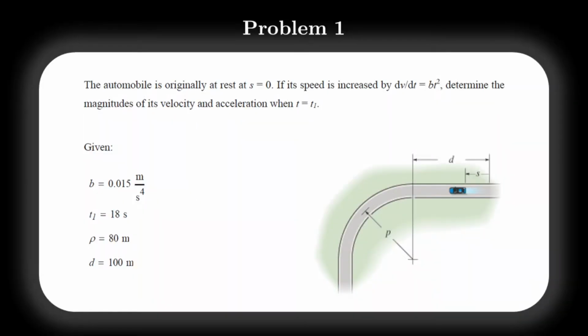Now for problem 1. It states, the automobile is originally at rest at s equals 0. If its speed is increased by dv/dt equals bt squared, determine the magnitudes of its velocity and acceleration when t equals t1. I've represented the car with a dot, and I've also drawn out the path to scale based on the dimensions from the problem.